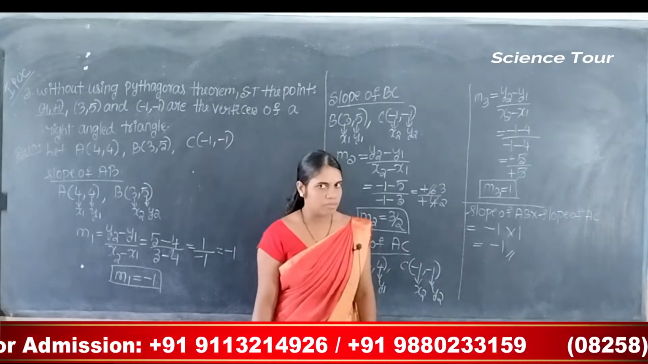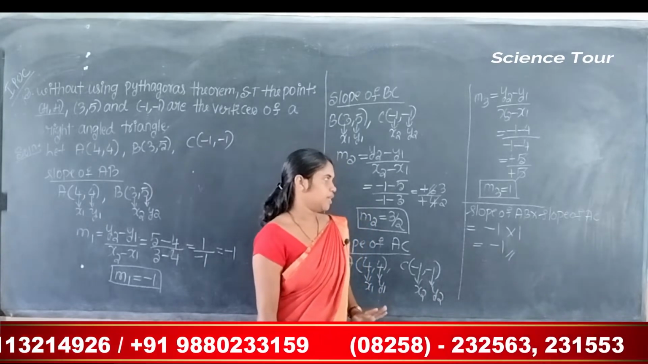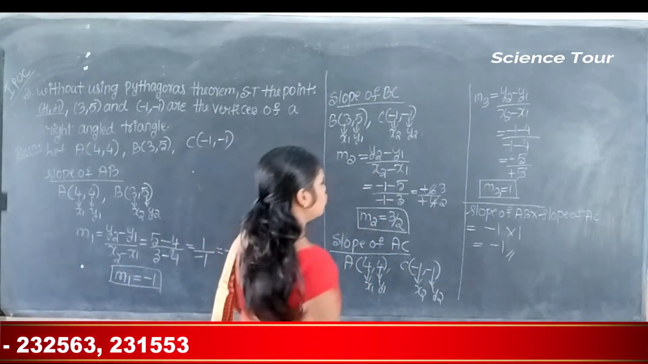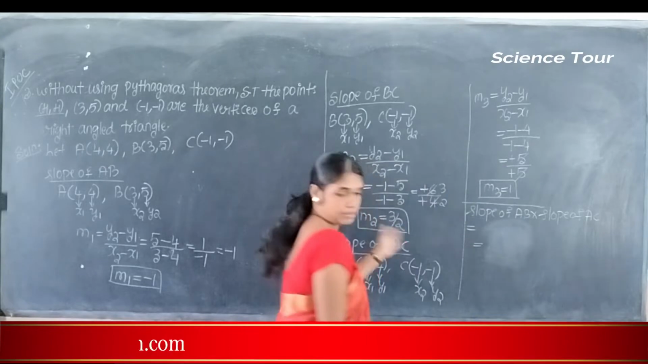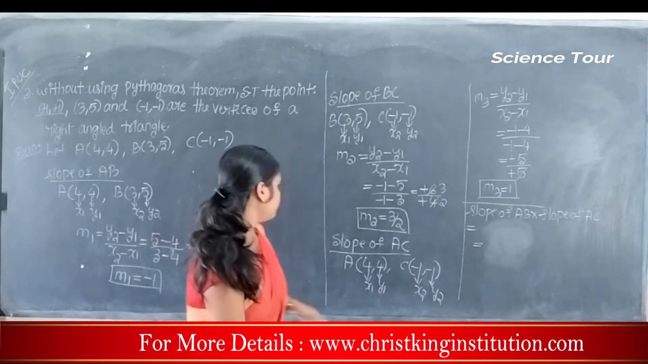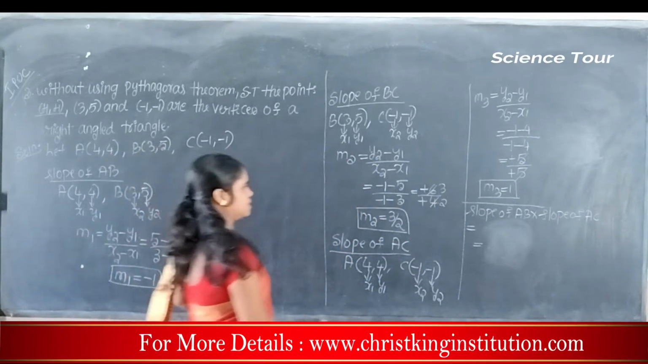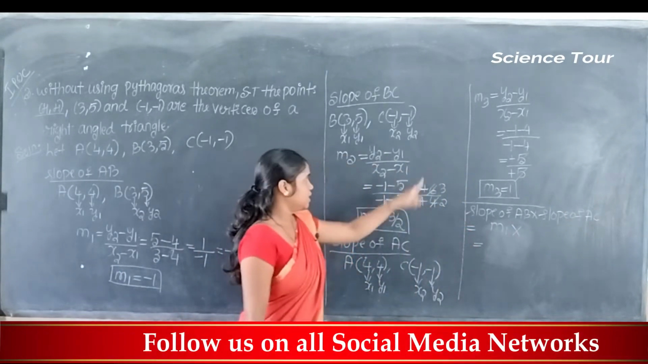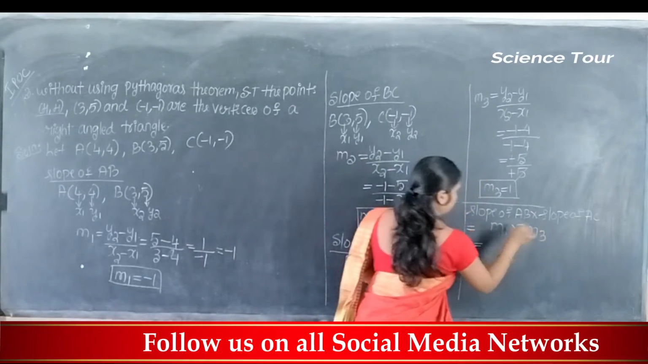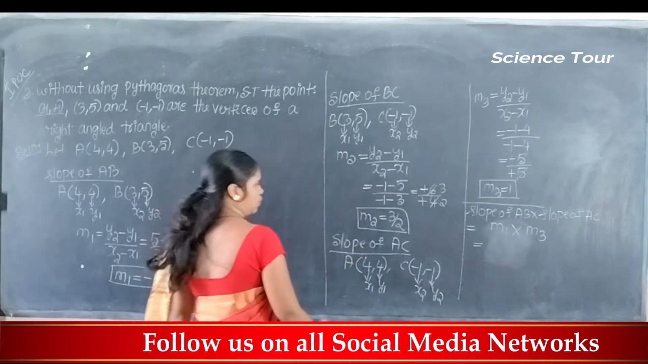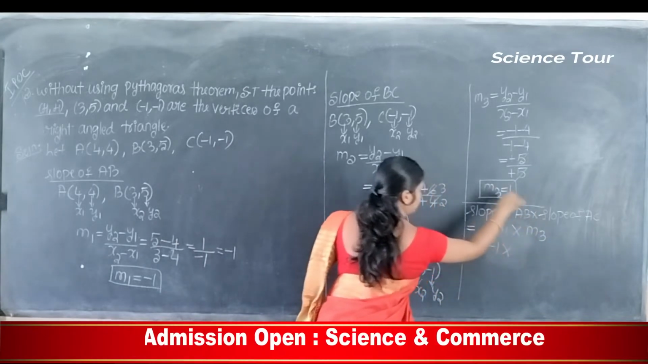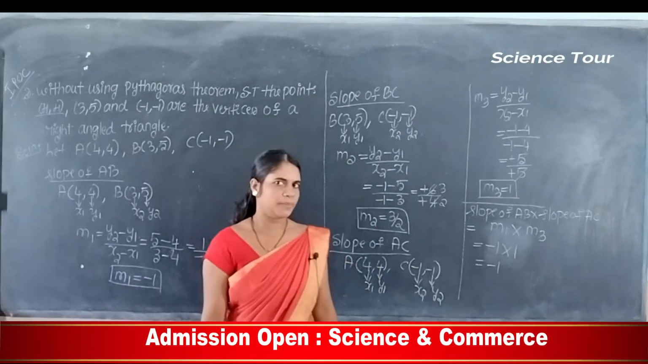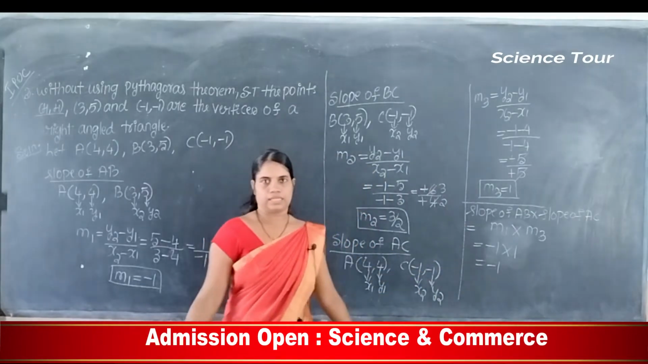Okay, so now remember students, I'll mention here properly. Slope of AB I consider as m1, and slope of AC I consider as m3. So m1 is equal to minus 1, m3 is equal to 1. So minus 1 into 1 is nothing but minus 1. So what does it indicate?